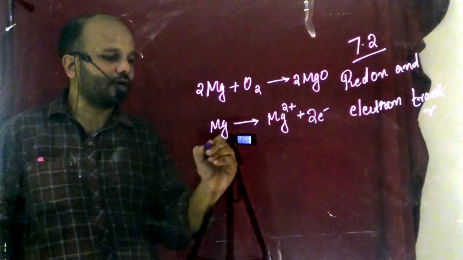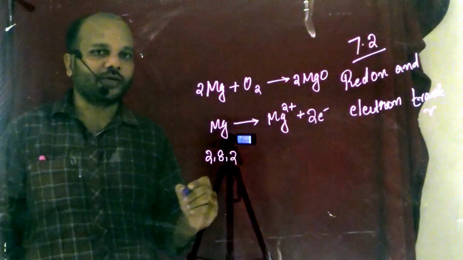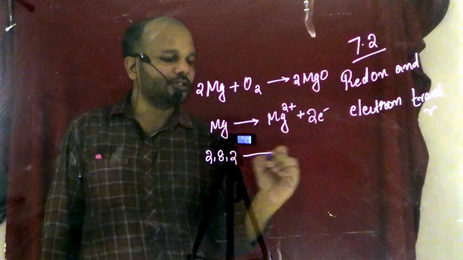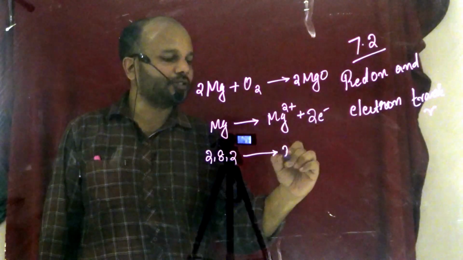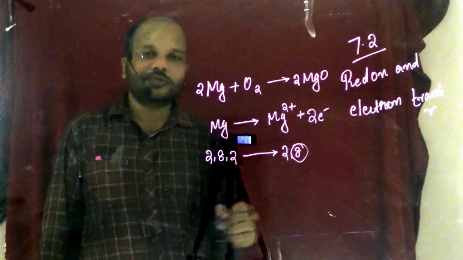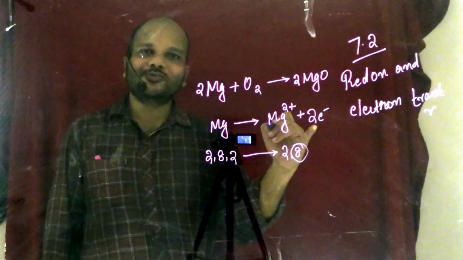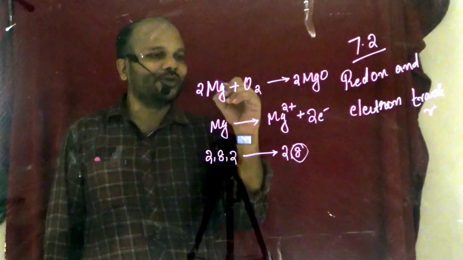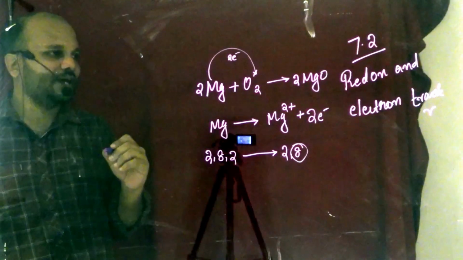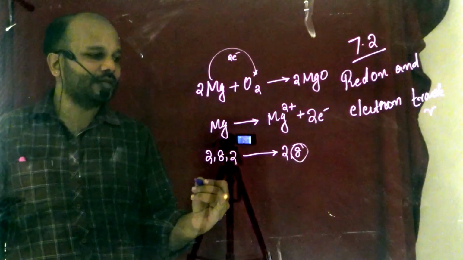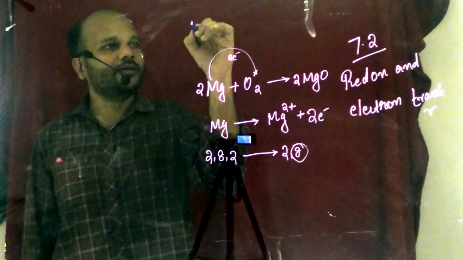So why is it losing 2 electrons? Because magnesium has 2, 8, 2 as its electronic configuration. When it loses 2 electrons, this Mg2+ is going to have 8 electrons in the outermost shell. And where will these 2 electrons go? Obviously these 2 electrons are going to be accepted by oxygen. So we shall see how oxygen does it. I will write the next half cell reaction here.